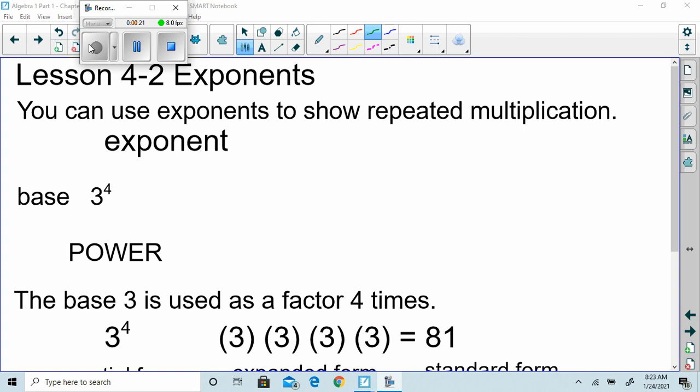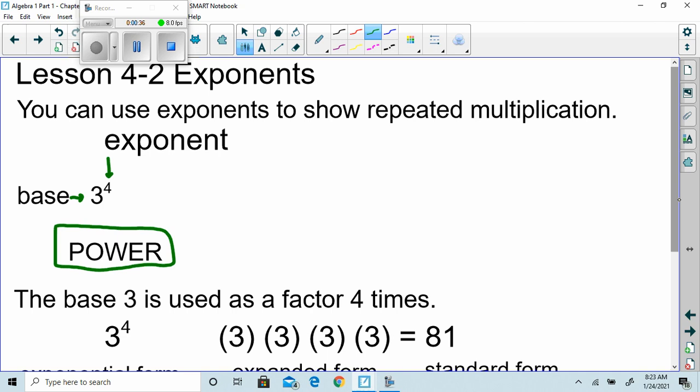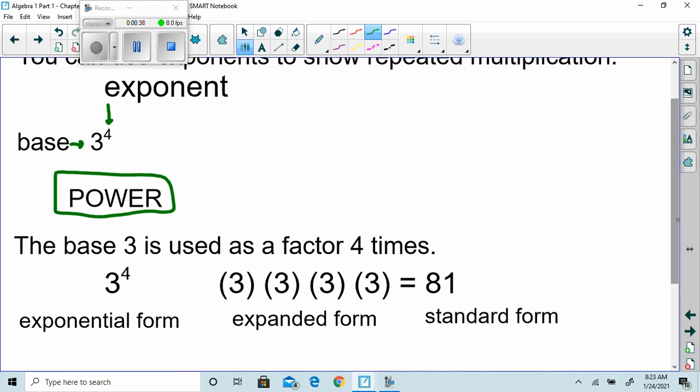It has the base, which is the larger number, and it has the exponent, which is the small number here. So here we have the exponent, and here we have the base. Together, it's called a power, the two parts together. In this first example, the base, 3, is used as a factor, meaning multiply it by itself 4 times.